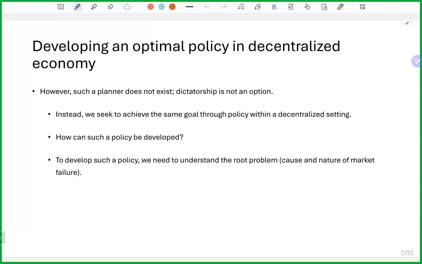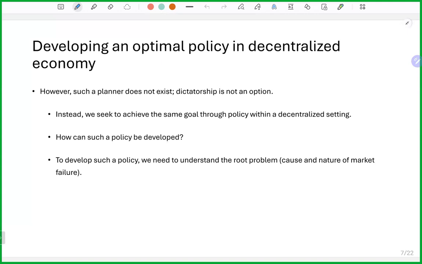Decentralization means that individuals still choose their own best choice. This is still a free market. Each of you has your own goal, and you should be allowed to choose whichever is best for you. Then, to develop a policy to achieve the social optimum in a decentralized setting, the first step is to understand the real problem. So what is the real root problem of this congestion model?